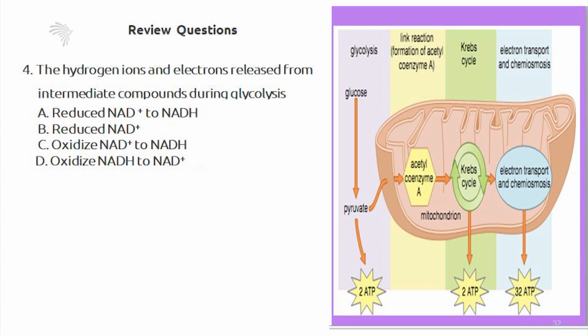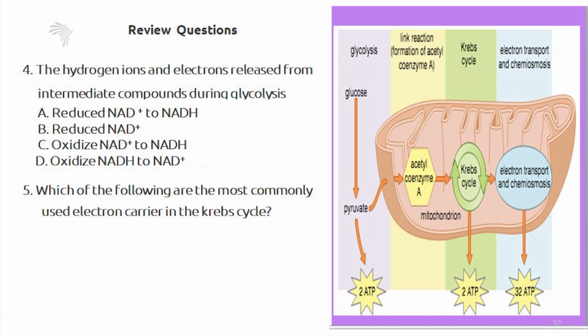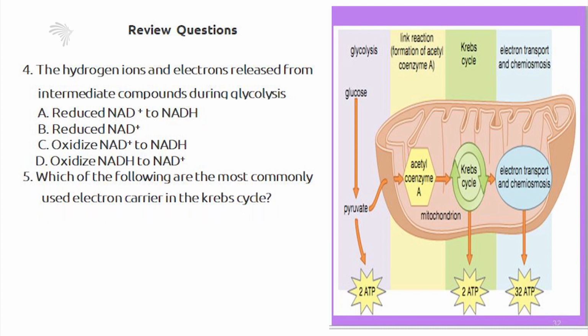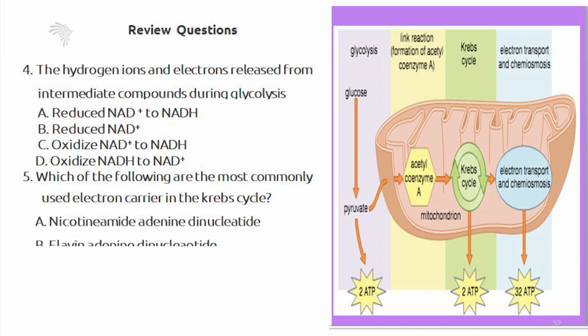And finally, the last question. Which of the following is the most commonly used electron carrier in the Krebs cycle? A, nicotinamide adenine dinucleotide. B, flavin adenine dinucleotide. C, NAD ion and FAD ion. D, all.